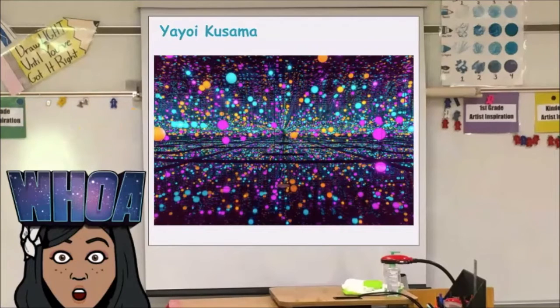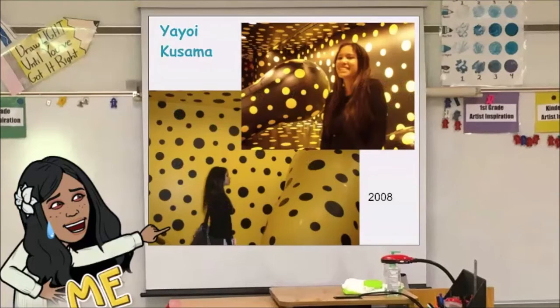viewer. Here's a really cool one that's called an infinity room, where she uses mirrors and these suspended lights to create the feeling of these dots going back into infinity. And look, there's the real Mrs. Dykes from 2008 actually visiting one of those exhibitions.